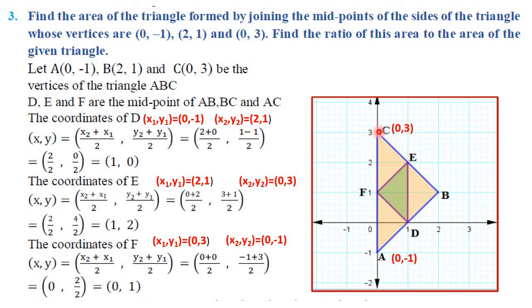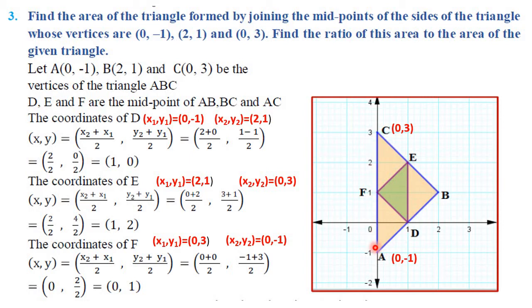So here we have to join the midpoints of the triangle. Here the midpoint of AB is D, the midpoint of BC is E, and the midpoint of CA is F. So join these midpoints, and you will get a triangle DEF.